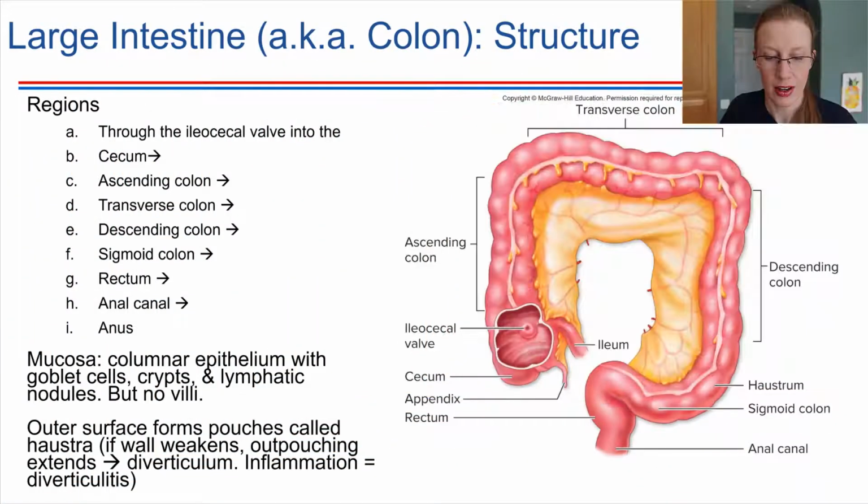Let's talk about the large intestine. So the ileum of the small intestine leads to the large intestine. They're connected by a valve. On the picture right here, the valve is labeled. It's the ileocecal valve. It's connecting the ileum of the small intestine and the cecum of the large intestine. The cecum is just this pouch down here.